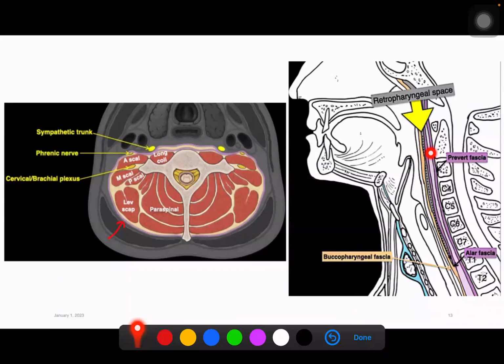There is some sort of fusion between alar fascia and buccopharyngeal fascia between C6 and T6. So it prevents spread of infection from the retropharyngeal space to the mediastinum. But this is not the case for the dangerous space, so infection may spread easily from that space downward.